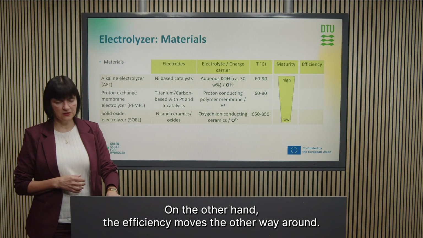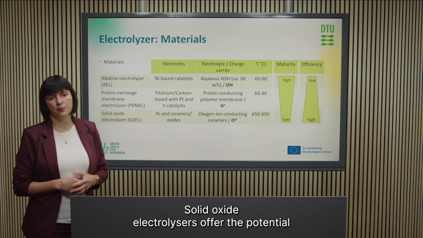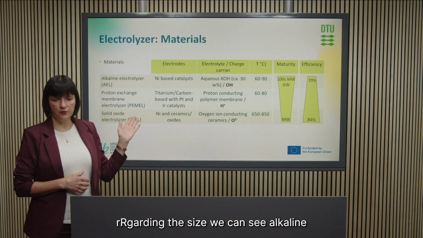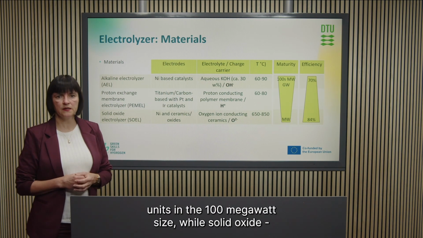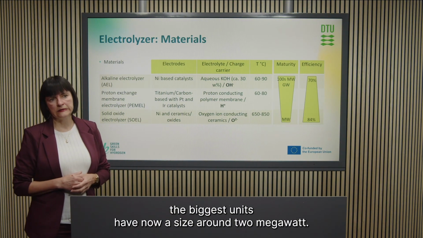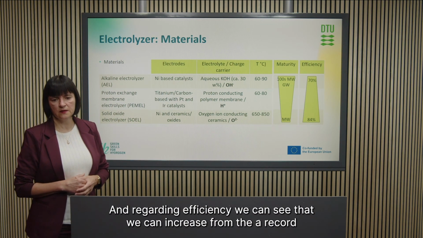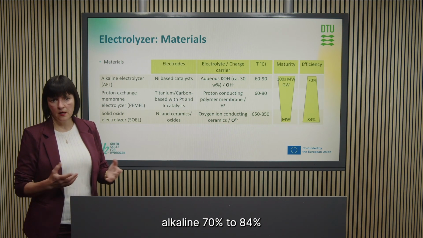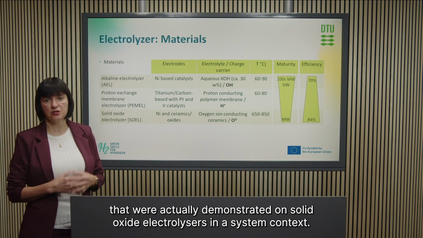On the other hand, the efficiency moves the other way around. Solid oxide electrolyzer offer the potential of the highest efficiency, and here I will show you some numbers. Regarding the size, we can see alkaline units in the 100 megawatt size, while solid oxide, the biggest units have now a size around 2 megawatt. And regarding efficiency, we can see that we can increase from a record alkaline 70% to 84% that were actually demonstrated on solid oxide electrolyzers in a system context.